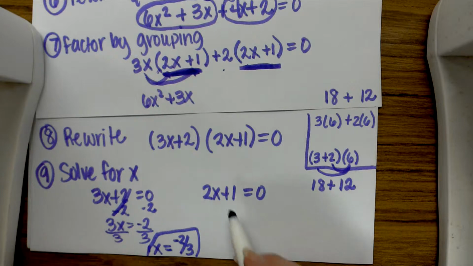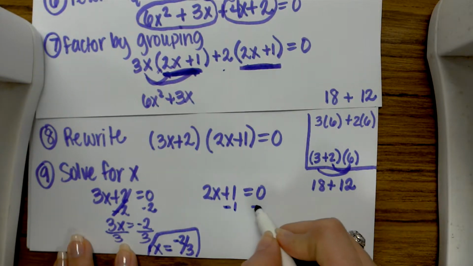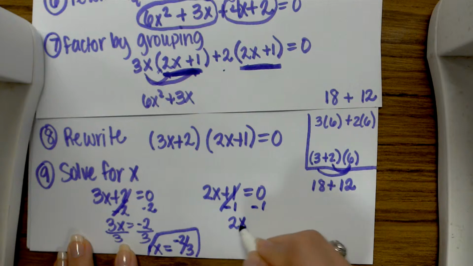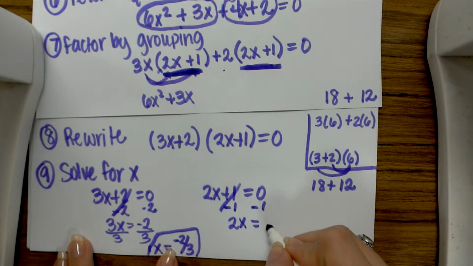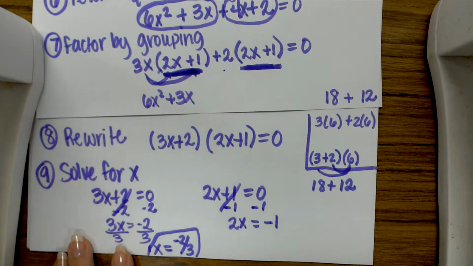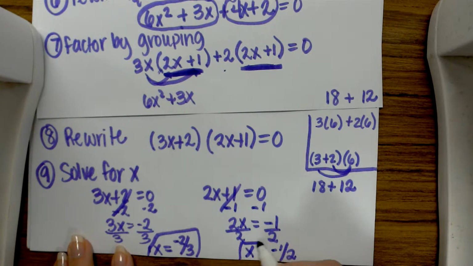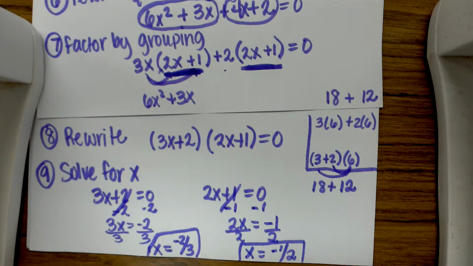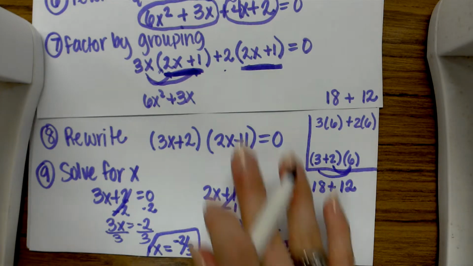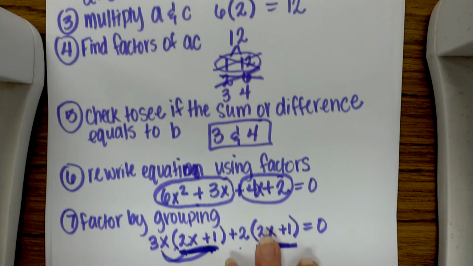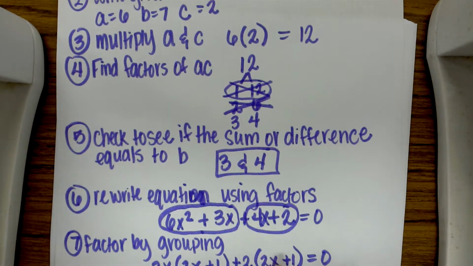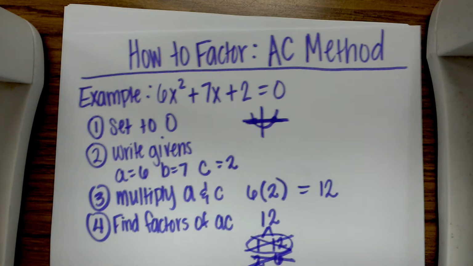Okay? So now let's solve the other one. I'm going to subtract 1 from both sides. I'm left with 2x is equal to a negative 1. I need to get that x by itself, so I'm going to go ahead and divide by 2. So my x is equal to a negative 1/2. Here is my other root. So this is basically the AC method. And all these steps may seem like a lot, but when you get a hang of it, it turns out to be pretty simple.